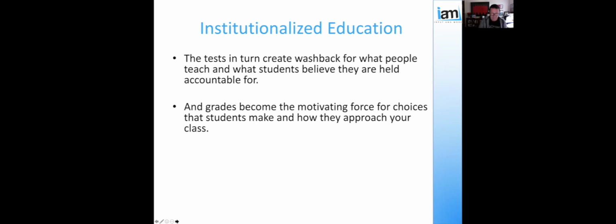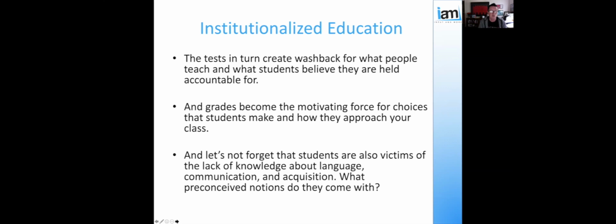And then let's not forget that students are also victims of the lack of knowledge about language communication acquisition. So they come into our classes because they've already been trained prior to getting into your class about what language classes should look like, how they should be graded, how they should be tested, and so on. So they come with some preconceived notions. The question becomes, what are those preconceived notions, right? And then eventually, what do we do about them?